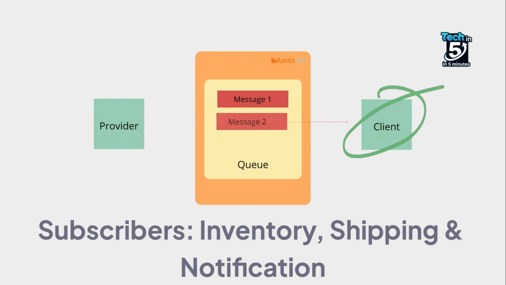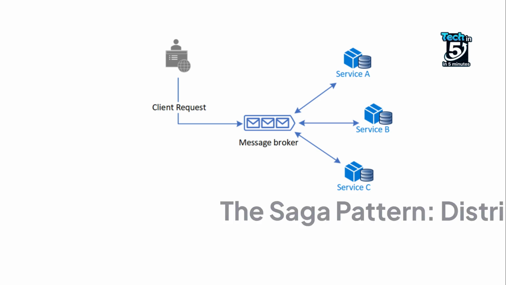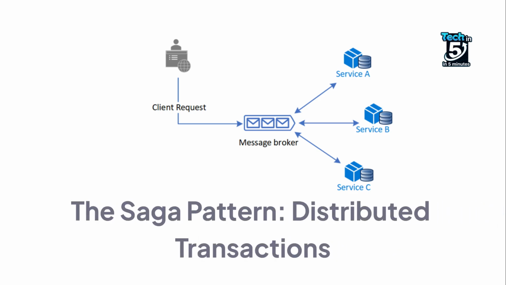Third, the subscribers or consumers. These services listen to the queue. Our inventory service, shipping service, and notification service are all subscribers, executing their specific logic only when they receive an event they care about. To execute this multi-step process, we use the saga pattern.